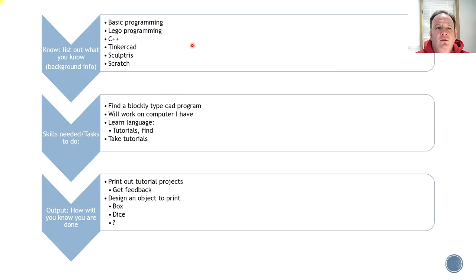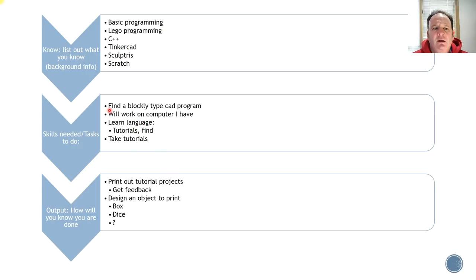Let's see here. So as I went through, I looked at what do I know? And you'll see my list is pretty extensive. I don't expect yours to look quite as big as this, but I have a basic programming knowledge. I know Lego programming, which is a Blockly type language. I've done a little bit of programming in C++. I've played around with Scratch, which is another Blockly type language. I'm very familiar with Blockly type languages in general. I also am very familiar with these two CAD type programs. So I've got a little bit of background knowledge.